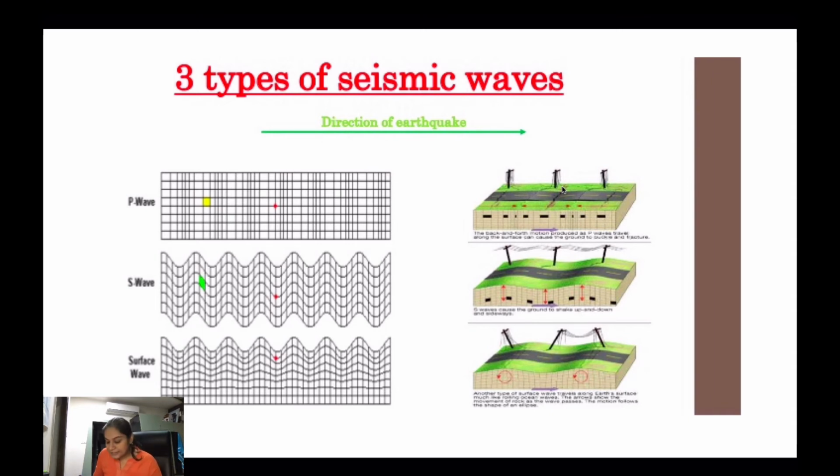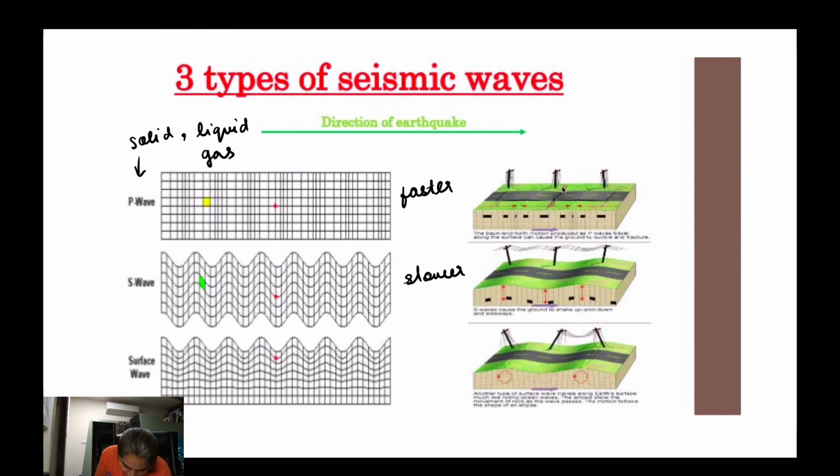These are the similarities. S waves travel a little slower than the P waves, and these are really faster. Another thing to remember is that P waves can travel through solid, liquid as well as gas, and S waves cannot travel through liquid or gas, they can only travel through solid. So these are some of the differences that we need to remember.